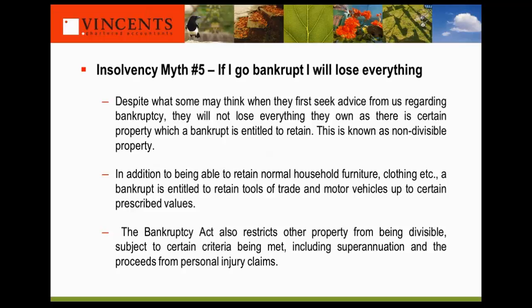There's other items that the Bankruptcy Act specifically excludes from being divisible in a bankrupt estate, and mainly those items are superannuation and the proceeds of personal injury claims or wrong done to a bankrupt.